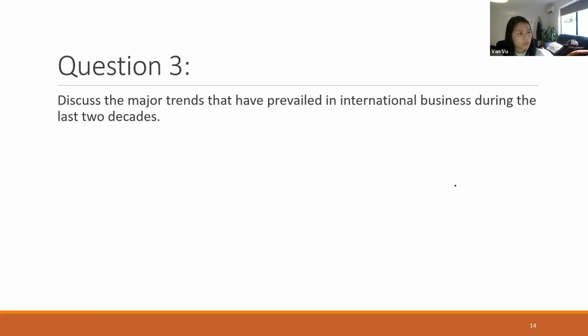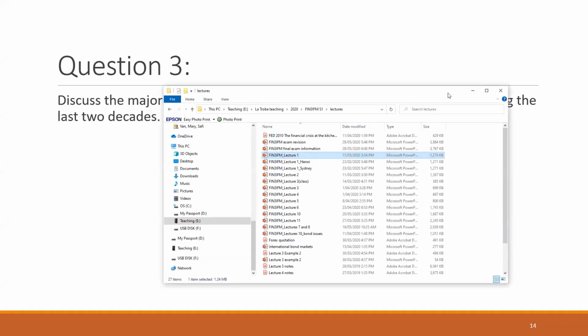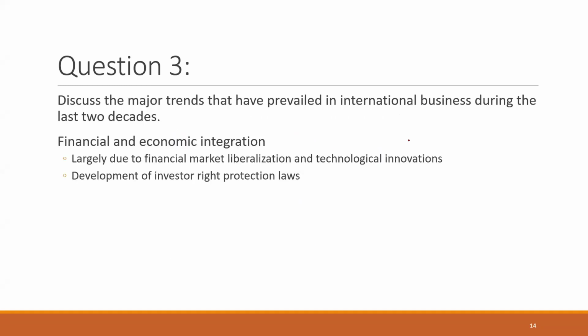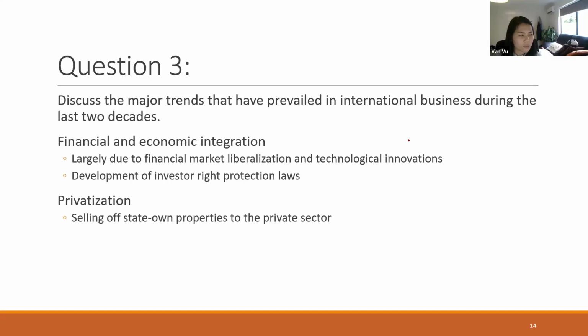Question 3: discuss the major trends that have prevailed in international business during the last 2 decades. This is something that we discussed before at the start of the class. Did someone want to discuss these points again? What are the trends in the international business landscape that we have seen in the last 2 decades? Privatization and liberalization, I mean barrier-free trading and privatization, have increased over the past 2 decades. Yes, that's right. Privatization, yes.